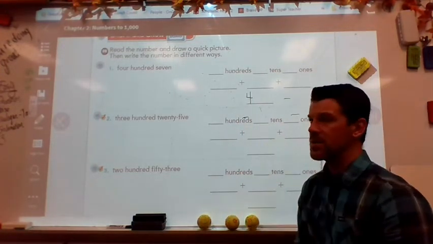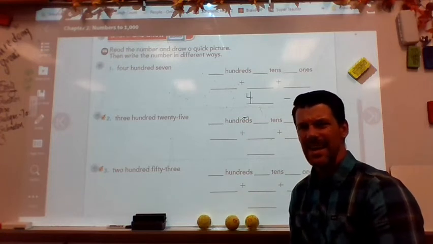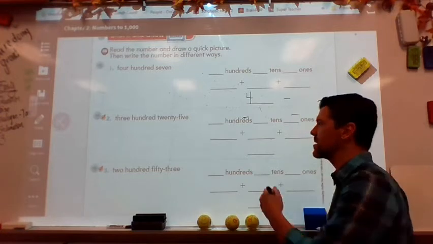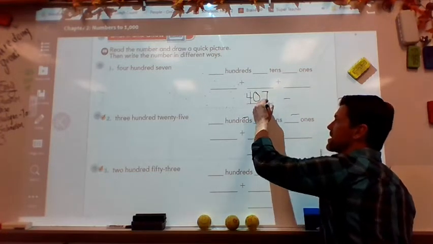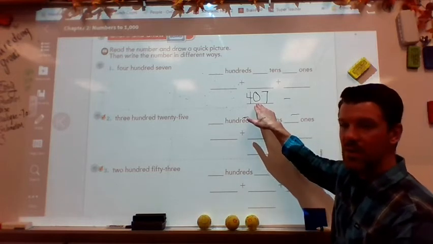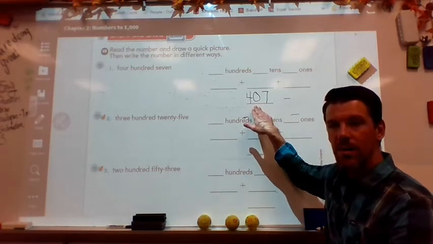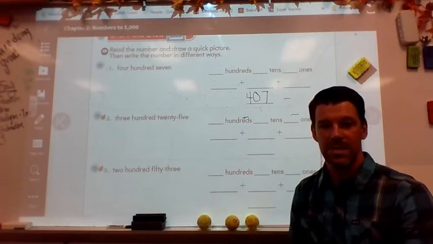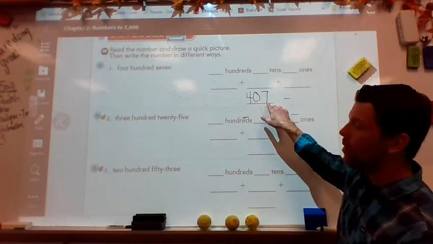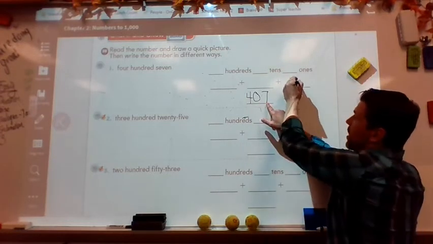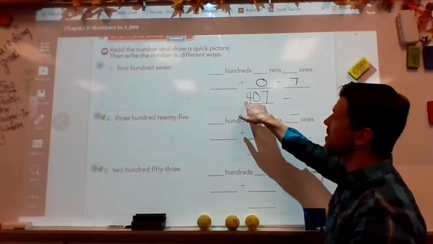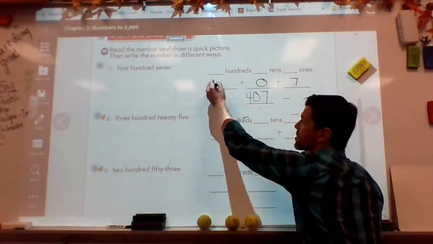I know there are 4 hundreds. Did I say any tens? I didn't say any tens. 407. I keep on repeating it to myself. All right. So now I made sure that I held the place value of the tens with a 0 because I always want to have a number represented. So when we look above, I'm going to say, okay, this 7 is worth 7 ones. The 0 is worth 0 tens. And the 4 is worth 4 hundreds.